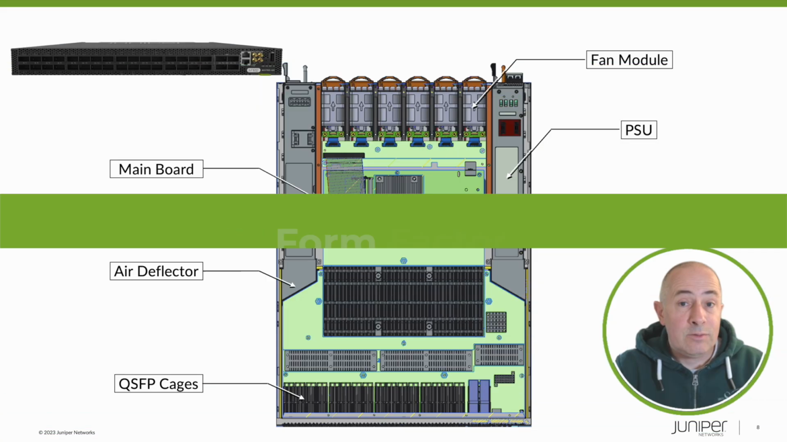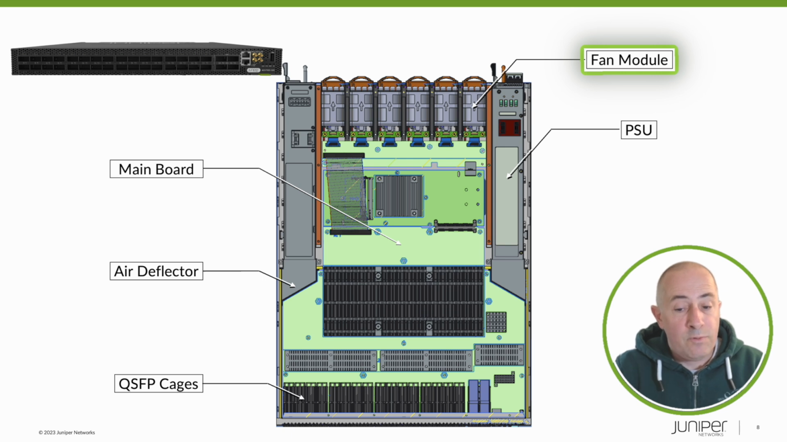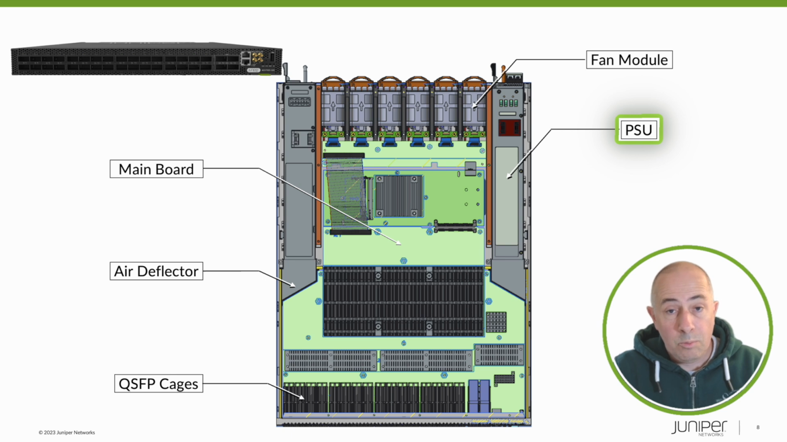This is the SCX7100 32C. You can see 32C QSFP cages on the bottom, plus 4 ports QSFP-DD, 56 for 400 gig. On the top, we have the fan modules, 6 blocks. On the side, the PSU, 2 power supplies with air baffles.